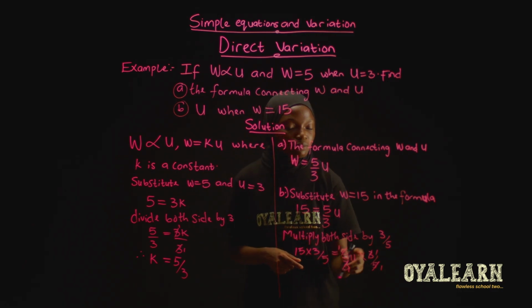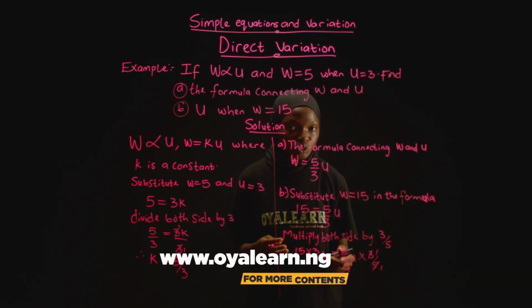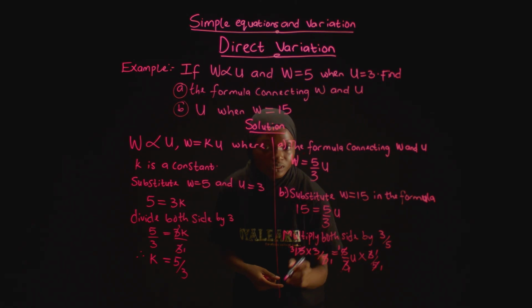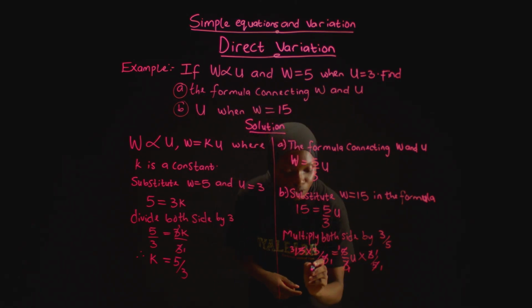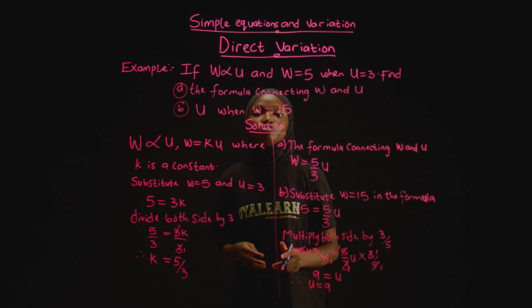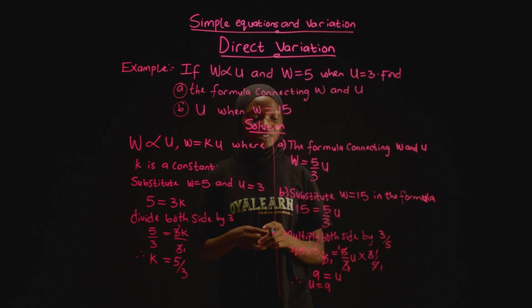So we are left with 1 times 1 U, that's 1 U, which is same thing as U, over 1, which is same thing as U. Here we have 5 here 1, 5 here 3. 3 times 3 is 9, divided by 1, still gives us 9. So we have 9 equals U, which can be written as U equals 9. So the value of U when W equals 15 is 9.